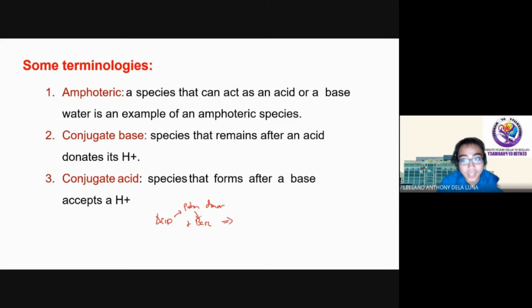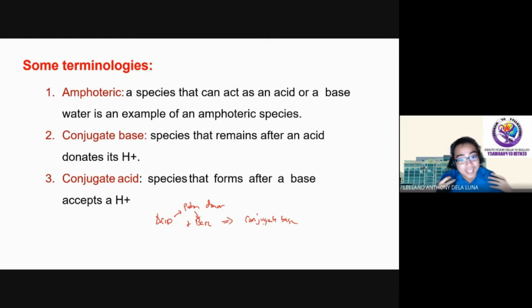Ngayon, dahil nag-donate na si acid sa base, binigay niya na yung kanyang proton, mababago si acid. Kasi pag nagbago siya, hindi na siya yung regular acid lang. Ang tawag na sa kanya is a conjugate base. Okay, magiging conjugate base na siya. Bakit? Kasi binigay niya na yung protons niya. Kumbaga, nag-donate na siya ng proton. So, hindi na siya acid.